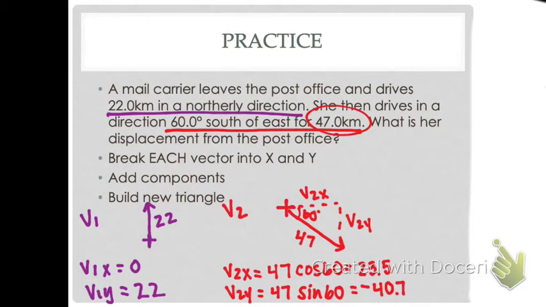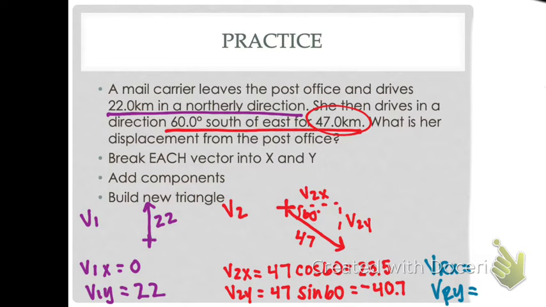And so what I'm trying to look at now is what the components of the resultant vector are. It's going to help me find out how far she is from where he started. So I'm going to label these as VRX and VRY: the x component of my resultant vector and the y component of my resultant vector. And I get these values just by adding together my x's and adding together my y's.